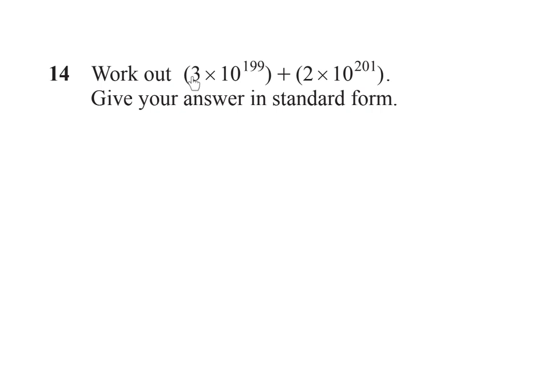So now we can rewrite this number as 0.03 times 10 power 201. So we add 2 to the power and we divide 3 by 100. So this number is the same as that one, because this means multiply by 100 and divide by 100, so we get the same number. Plus 2 times 10 power 201.